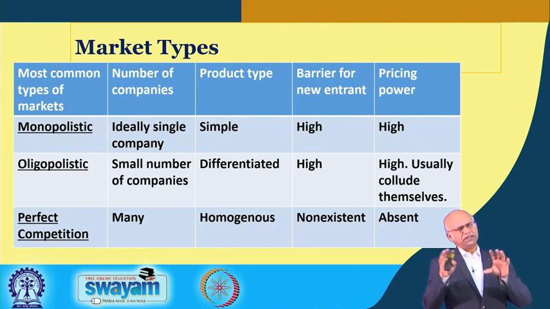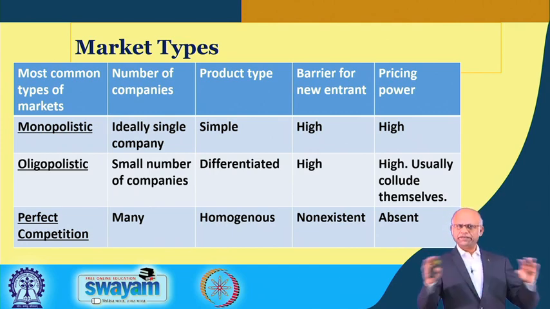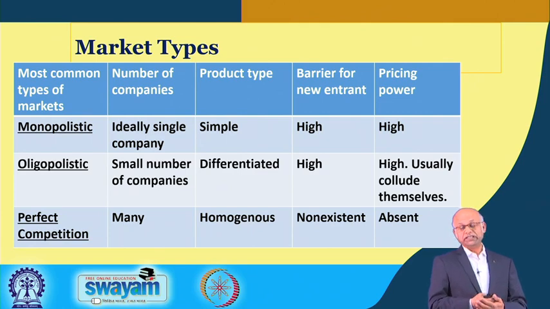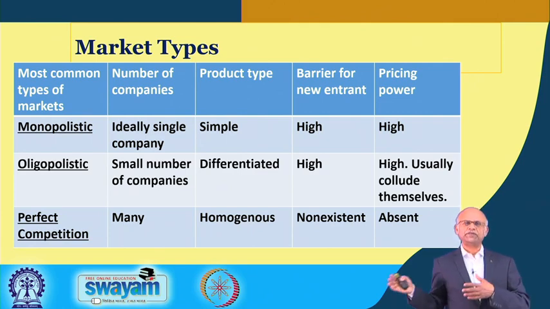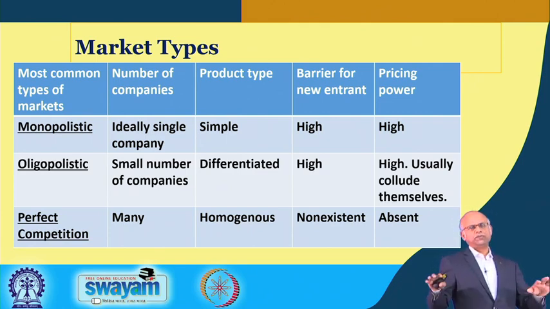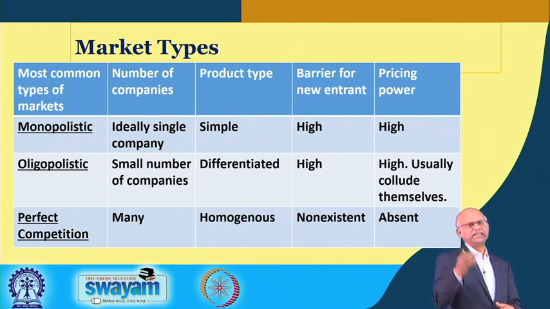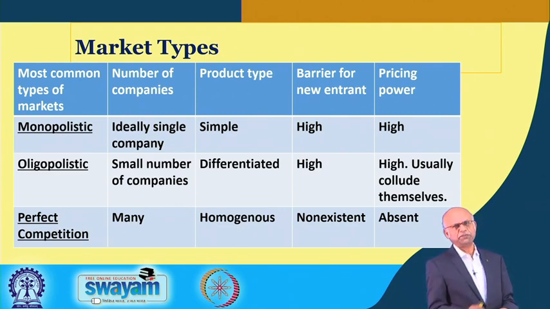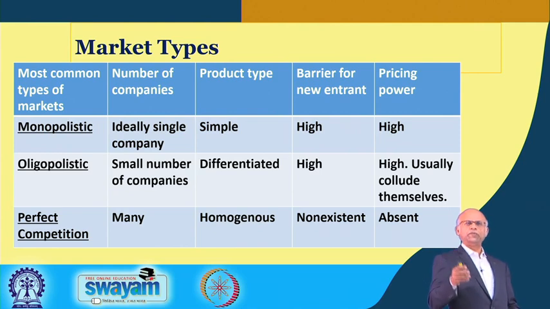Market types: this is a very brief discussion. Detailed knowledge should be gathered from a good economics book. So, I am giving you only 3 types of market. There are many other types of market. One is monopolistic, oligopolistic, perfect competition.